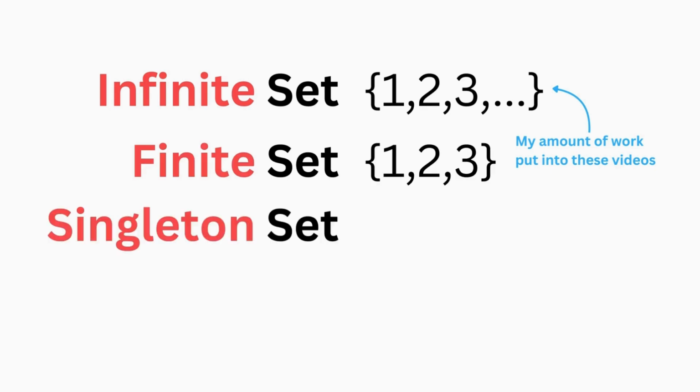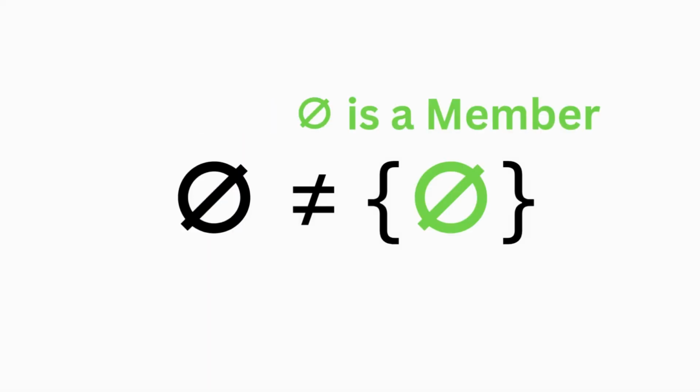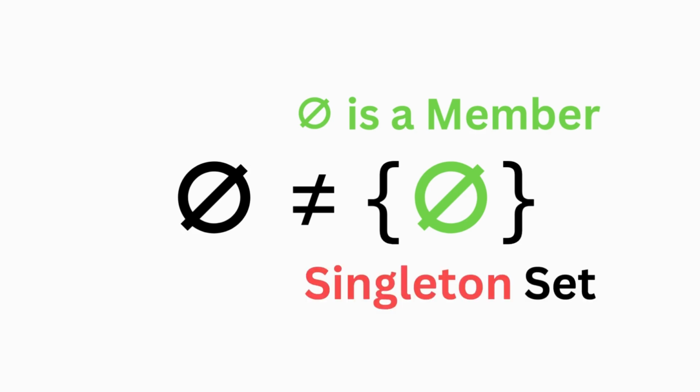Then there is the singleton set, which has only one member. And we also have an empty set or null set, which doesn't have any member at all, and this symbol could denote it. But we must note that these two are not the same, because this one is empty, which has no member, while this one has one member, and that is the empty set itself. And so this is a singleton set.